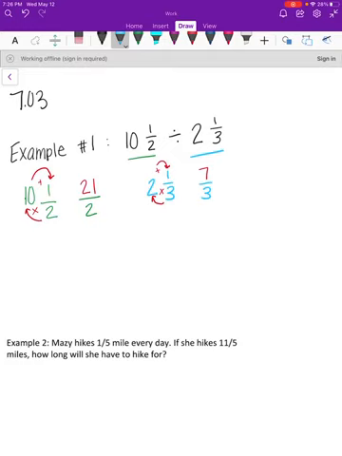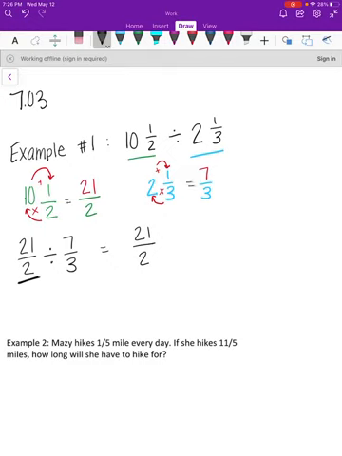So now we have 21 over 2. I'm going to take this 21 over 2, and we're going to divide by 7 over 3. And how we divide fractions is we keep this first fraction here, so 21 over 2. Put equals here.